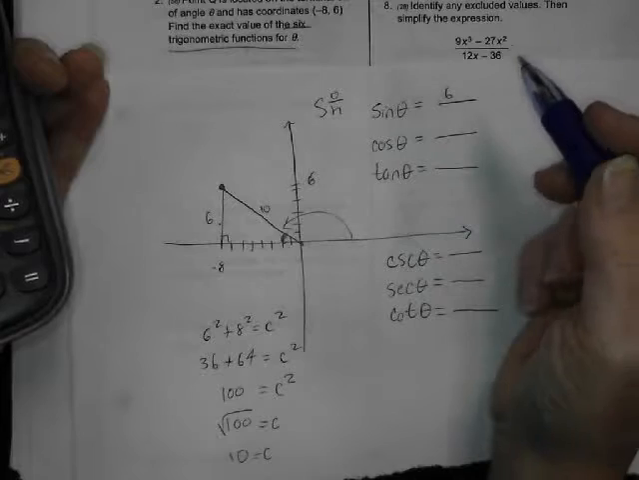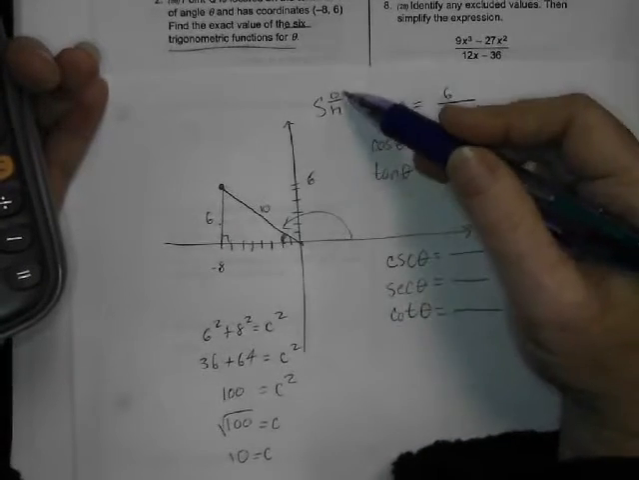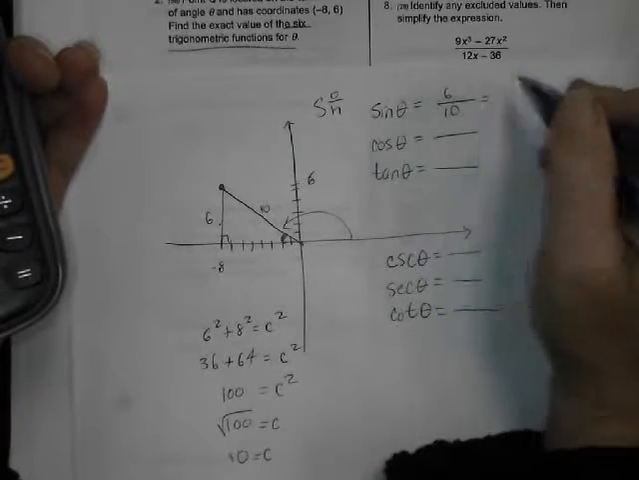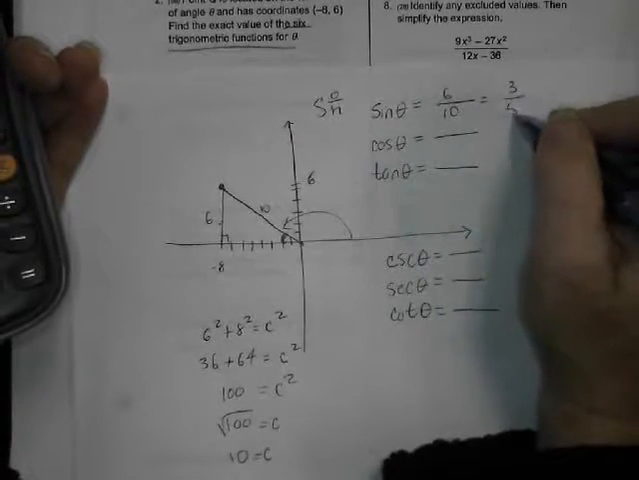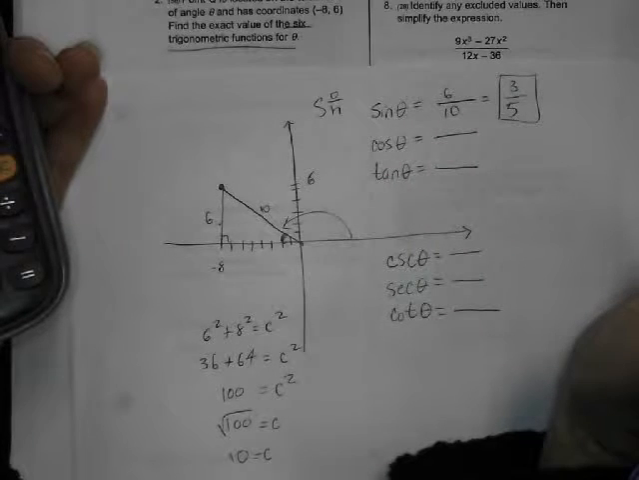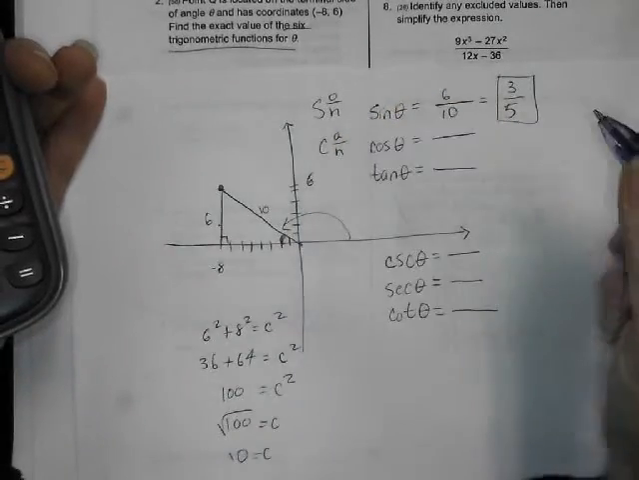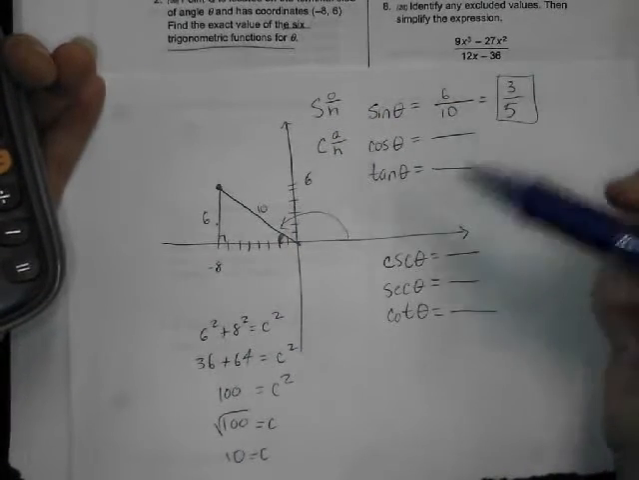So that's 6/10, because it's opposite over hypotenuse. Really you should write that as 3/5. So there's one answer. That's the sine. Then cosine is the CAH of SOHCAHTOA, so that'll be adjacent over hypotenuse.